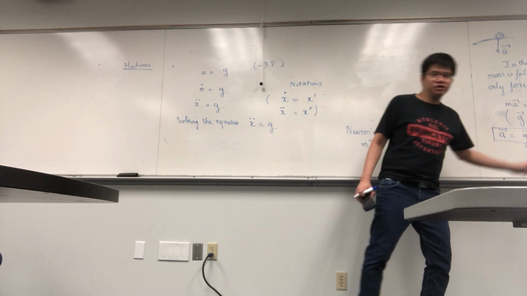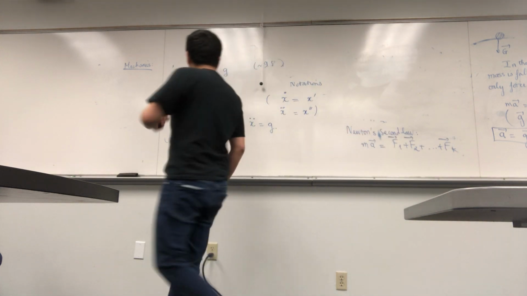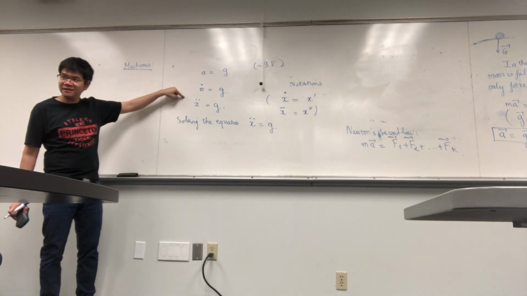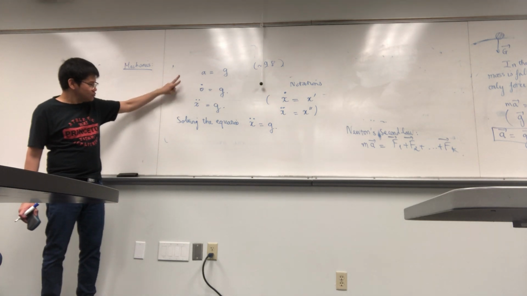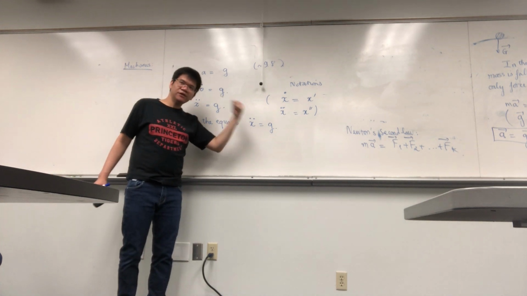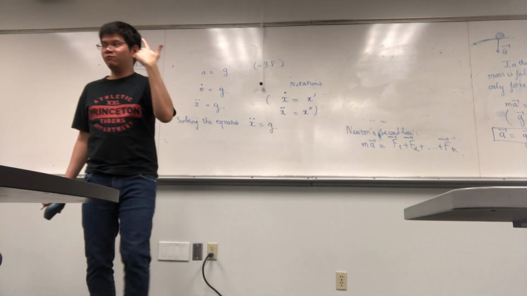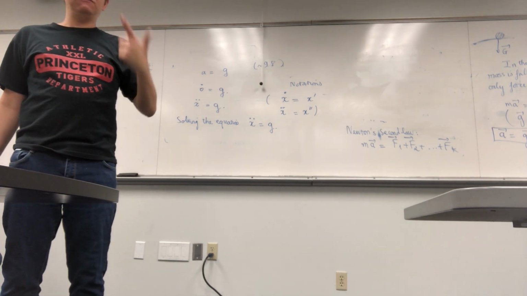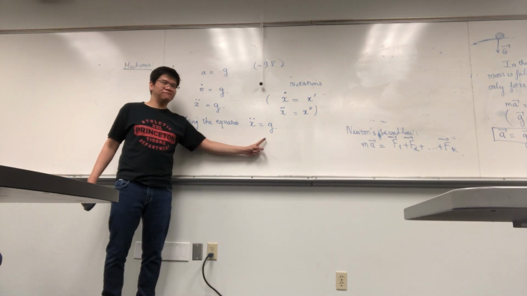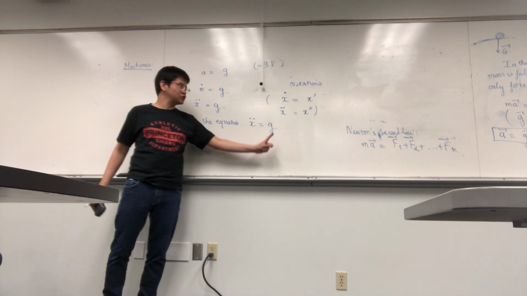Because a is equal to g, and a is the first derivative of v, and also the second derivative of x, we have two differential equations. We have one differential equation for v, and one differential equation for x. So let us try to solve the equation for x. We have x double dot is equal to g.